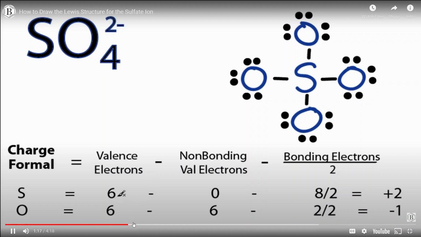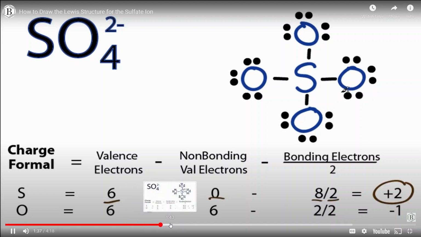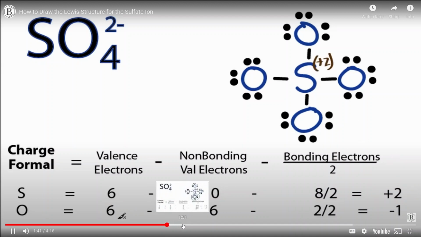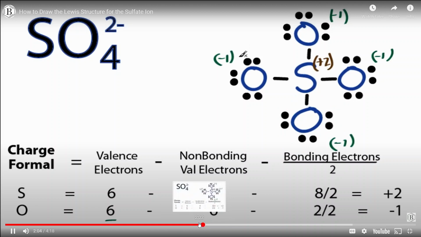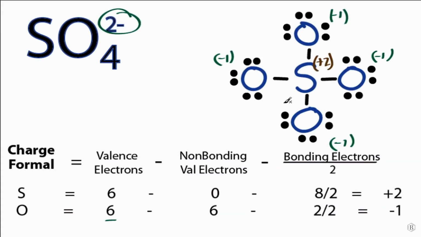Sulfur on the periodic table is in group 6, involved in bonds. So that's a formal charge of +2 for the sulfur. For the oxygen, it's also in group 6 or 16, so it has 6 valence electrons. Up here, non-bonding, we have 6, -1, -1, -1, -1, and +2. We do get a total charge of -2. That does make sense, but with formal charges, we want them to be as close to 0 as possible for the atoms.